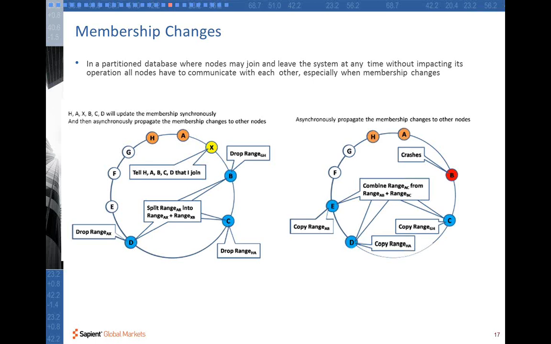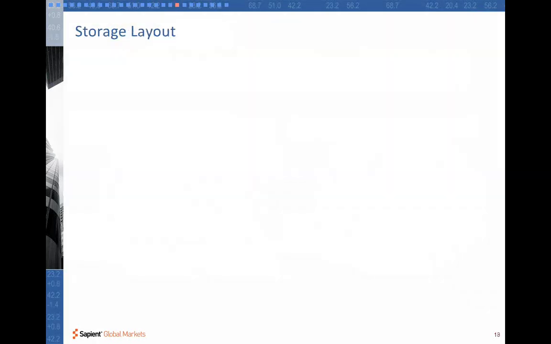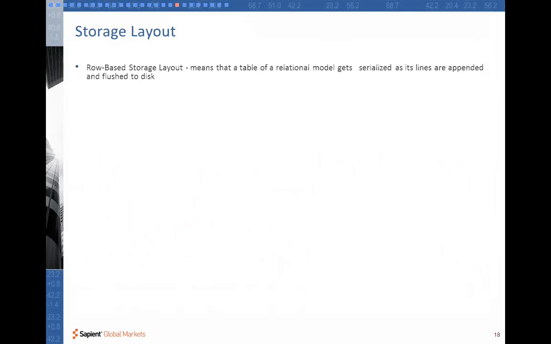So, moving ahead to storage layouts, we will see an overview of storage layouts, which determine how the disk is accessed and therefore directly impact performance in a database. The first kind of storage layout is the row-based storage layout. This means the table of a relational model gets serialized as its lines are appended and flushed to disk. The advantages of this layout are that, first, the whole data set can be read and written in a single IO operation, and secondly, one has good locality of access for different columns.